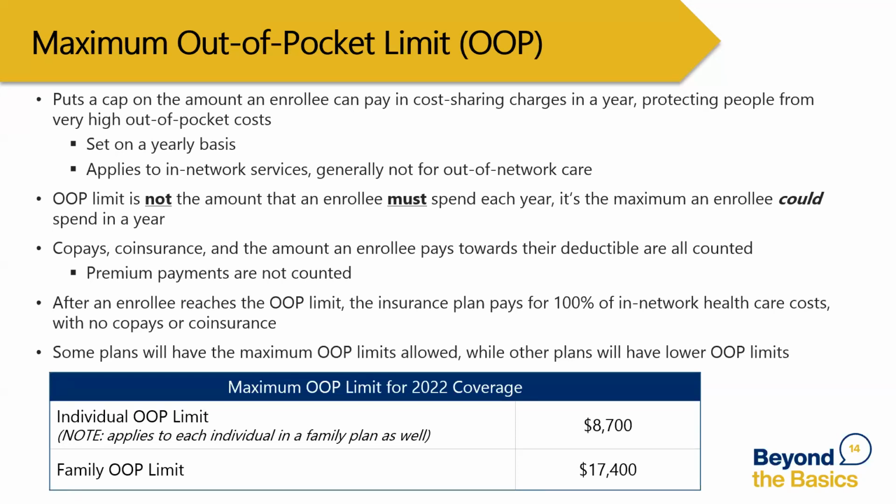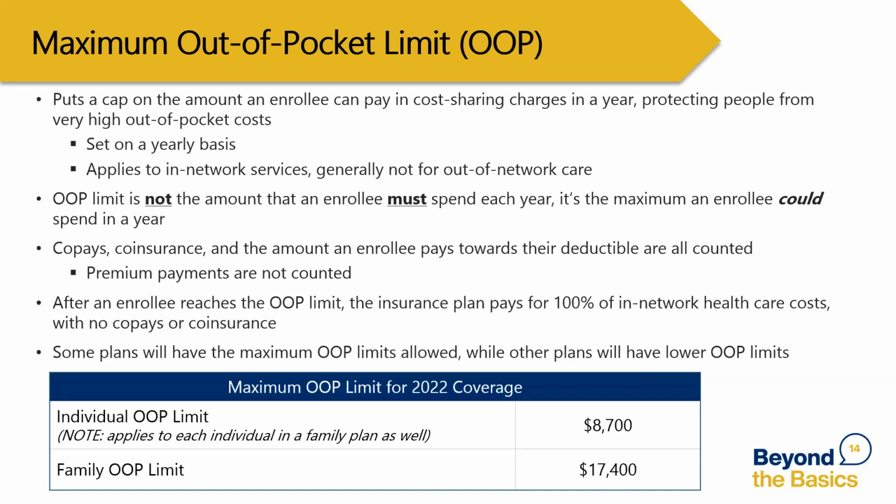All of the out-of-pocket costs an enrollee pays, including the deductible, co-payments, and co-insurance, count towards this out-of-pocket limit. The monthly premiums do not count. So if an enrollee reaches their plan's out-of-pocket limit, then the plan will have to pay for 100% of all covered healthcare services the enrollee receives without any copays or co-insurance charges, as long as the enrollee goes to an in-network provider.